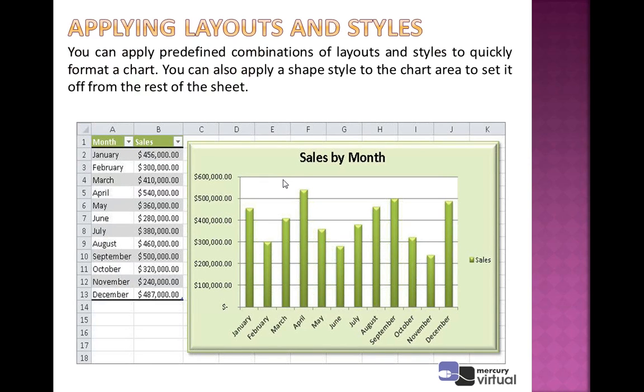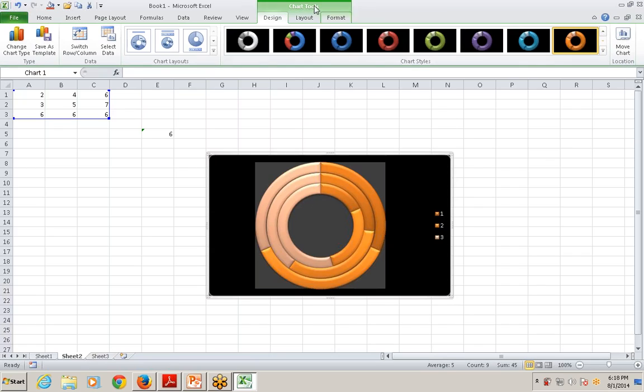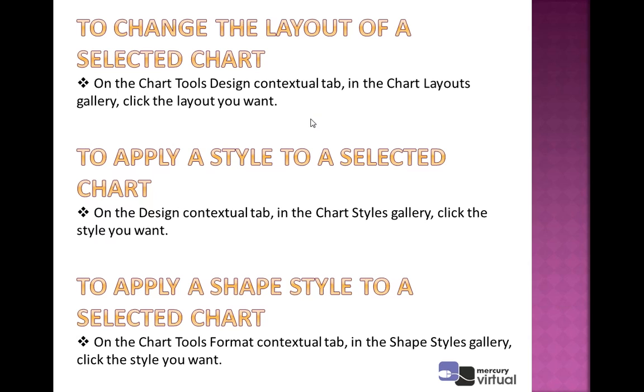Then the next one is how to apply layouts and styles. You can apply predefined combinations of layouts. Means predefined layouts and styles are available to quickly format a chart. You can also apply a shape style to the chart area to set it off from the rest of the sheet. Means you can change the layout and the style at any time. How to change? Go to the Chart Tools Design contextual tab. This is the Chart Tools Design contextual tab. Go to the Chart Layout gallery and then click the layout you want.